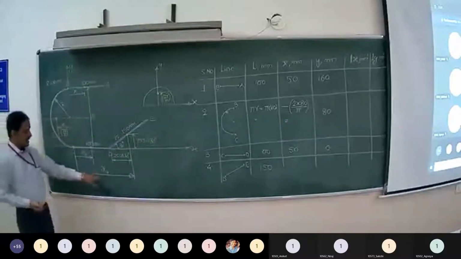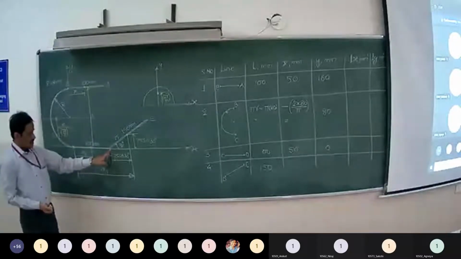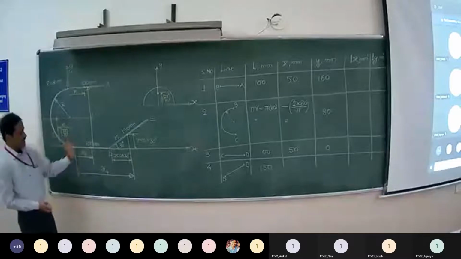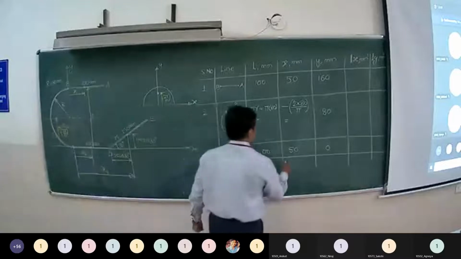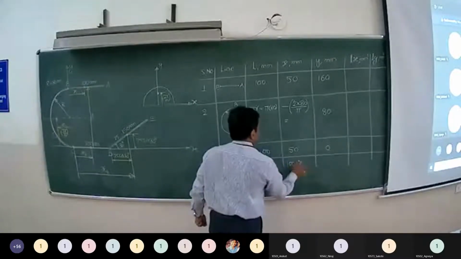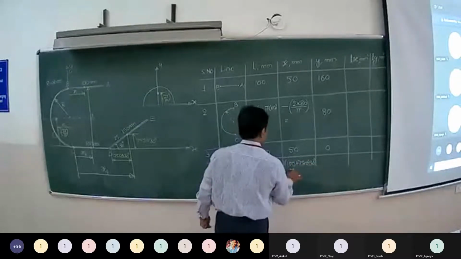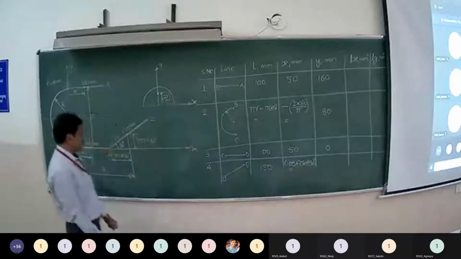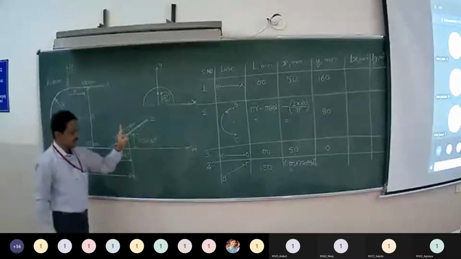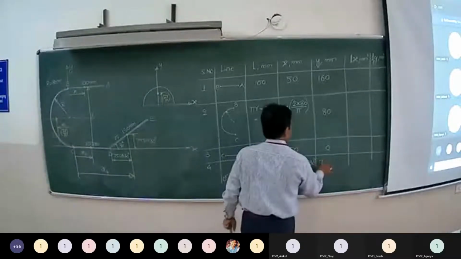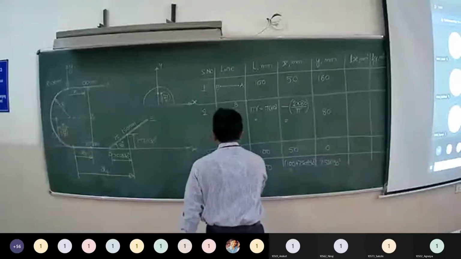Now you tell me what is x4? 75 cos 30 plus 100. Right. It is 100 plus 75 cos 30. What is y? Distance of centroid from x-axis, 75 sin 30. Now do the calculation.